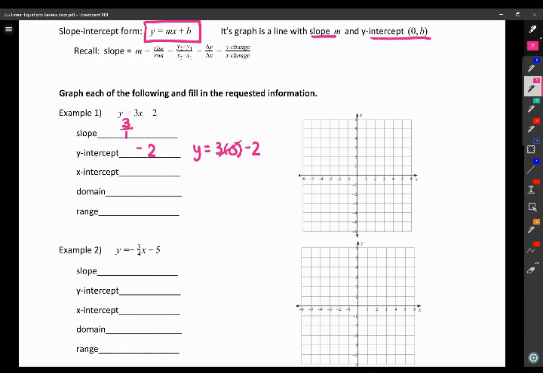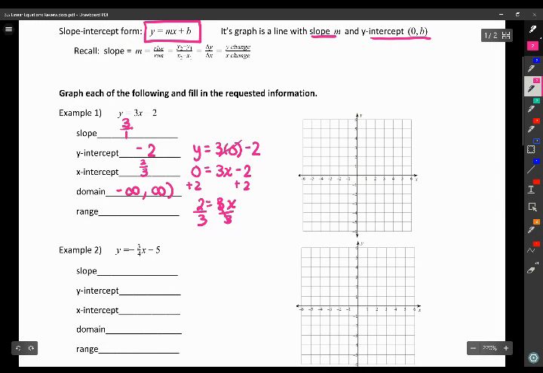The same thing follows for the x-intercept as we solve for y. We put 0 in for y, and so we get 0 equals 3x minus 2. Then we add 2 to both sides, and we get 2 is equal to 3x. Divide both sides by 3 to get x is equal to 2/3. So the x-intercept is 2/3. Now that's a hard point to graph, so we wouldn't normally graph that. Remember, for a line, because it goes on forever in both directions, your domain is negative infinity to infinity, or all real numbers, and your range is negative infinity to infinity, or all real numbers.